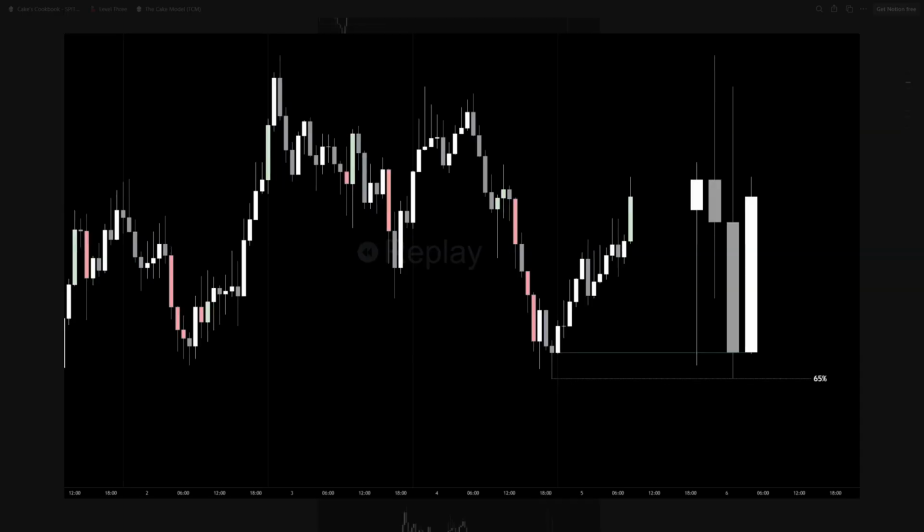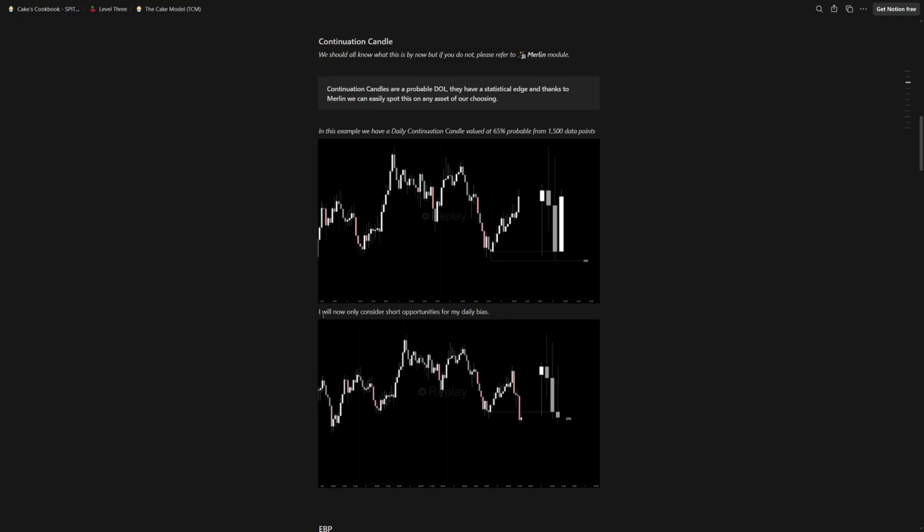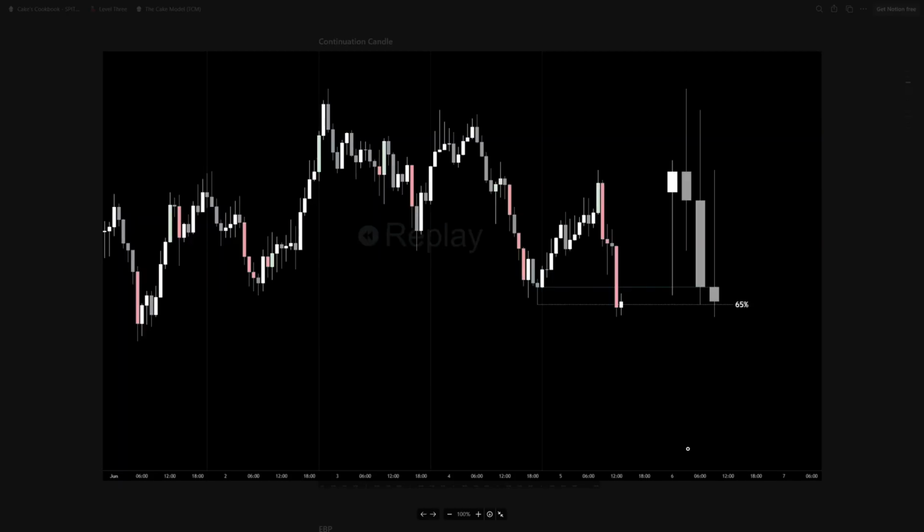You may recognize that. Okay, so these are our daily candles on the right, which means that these must be 1-hour candles on the left. Okay, the 1-hour and the daily align together. Okay, I will now only consider short opportunities for my daily bias. Okay, couldn't be simpler.